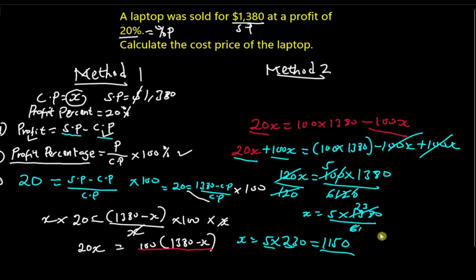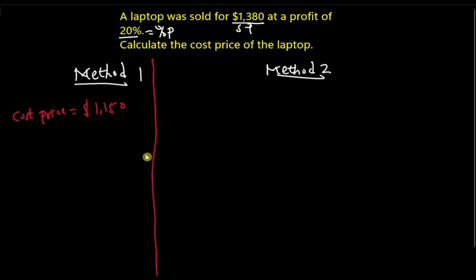Therefore, or hence, the cost price is $1,150. So this is how we can use the formula approach to get the cost price. Now let's use method 2 to get the cost price. In method 2 we have to use the ratio approach.